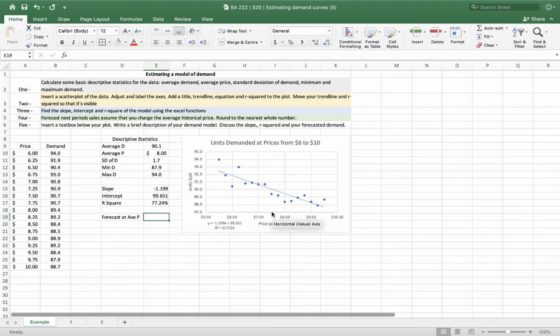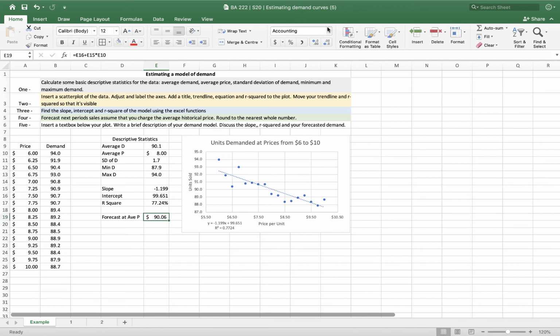At $8, the forecast is going to be on that line. It looks like it's going to be almost exactly 90 units. So let's enter our slope-intercept formula and see what number we come up with. So to do that, we say that it's going to be equals to the intercept plus the slope times our average price.